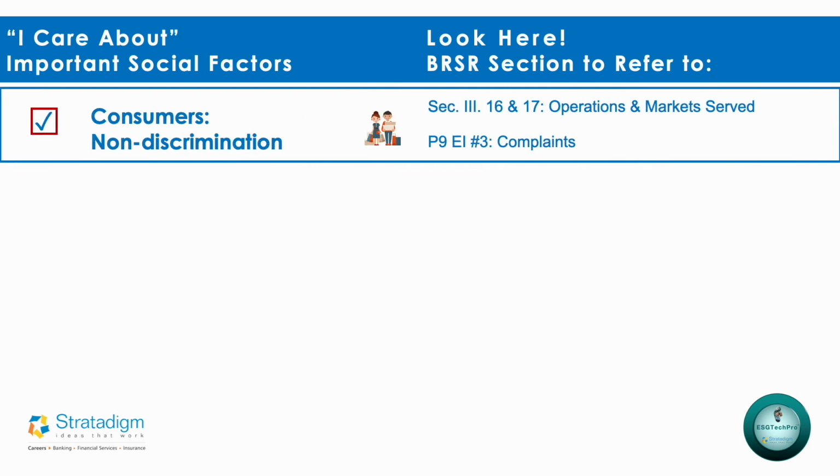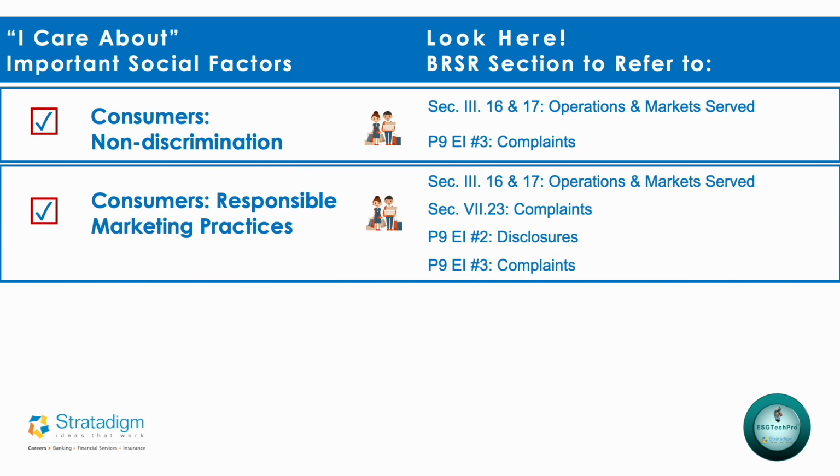Consumers, non-discrimination. Please look at section 3.16 and 17. Where is the organization present? And then look at essential indicator 3 in Principle 9. Are there any complaints? How have they been resolved? Banks in particular are required to engage in responsible marketing practices because it is the savings and the money of people that is involved. And if that gets lost, then the social pressure from that is huge.